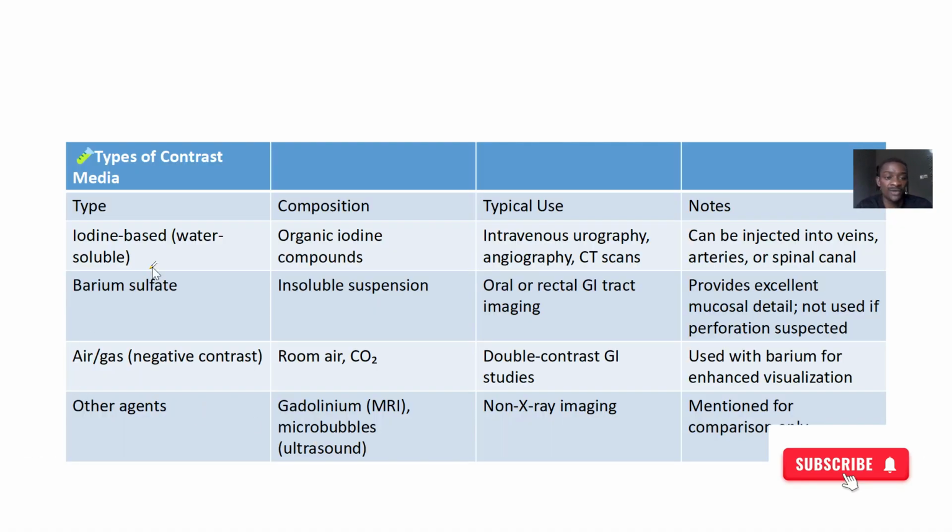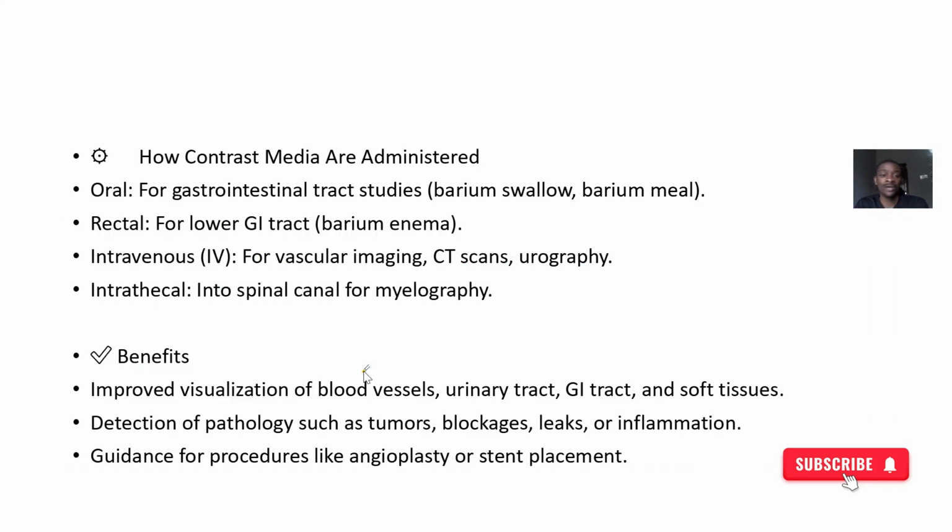So types, we have iodine based, that's water soluble. You can pause to read more. We have the barium sulfate, air and gas, then other agents like the gadolinium used for MRIs and the rest of it. So how these contrast agents are administered is they could give you to swallow, like all those barium swallow, barium meal. In the rectal, they can put the barium enema. Intravenous, they can give you intravenously. Then intrathecal, they can give it into the spinal canal if they want to image your spinal cord.